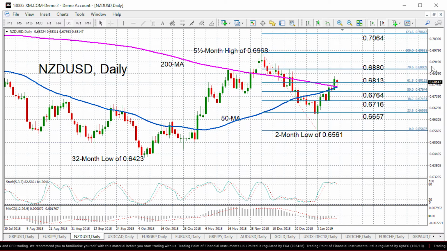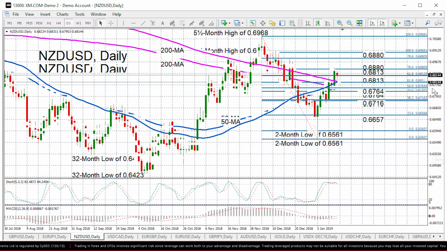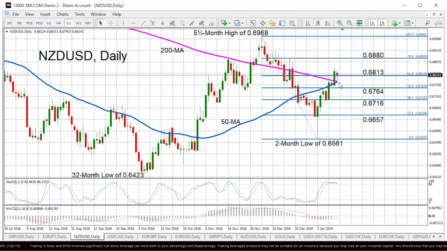Above that, the pair could then be able to target that 5.5 months high of 0.6968 from back in early December, and then it could potentially aim for the 0.70 handle, and 0.7064 is the 123.6% Fibonacci. So that's a possible key resistance level to watch for if we do see those strong gains.